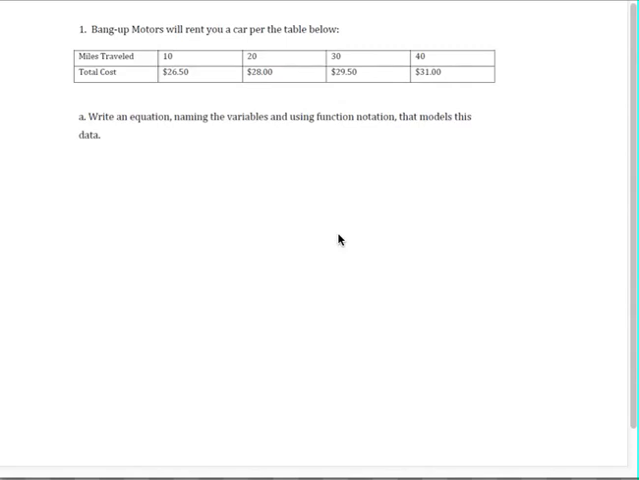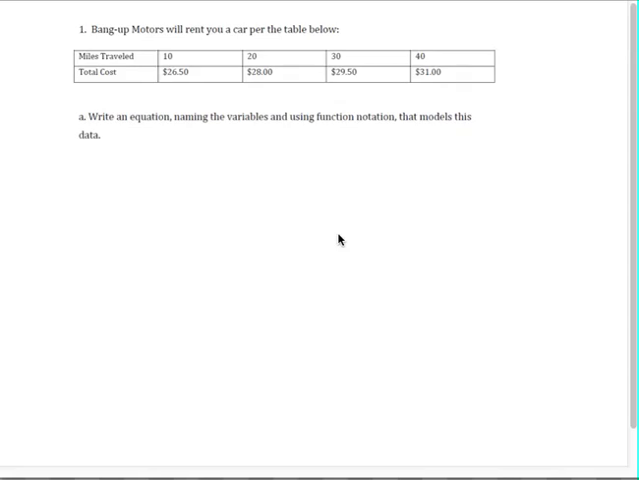There's four problems here. Two problems given a table, linear models, and then two problems given a slope and an initial value. So this first problem obviously is given a table. Okay, so Bang Up Motors will rent you a car per the table below.